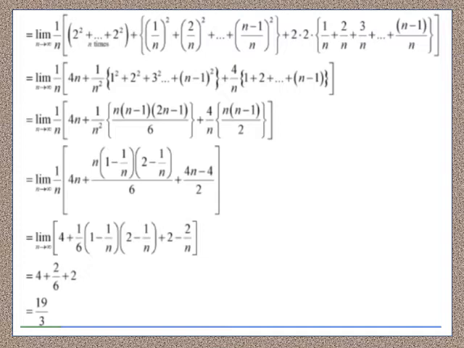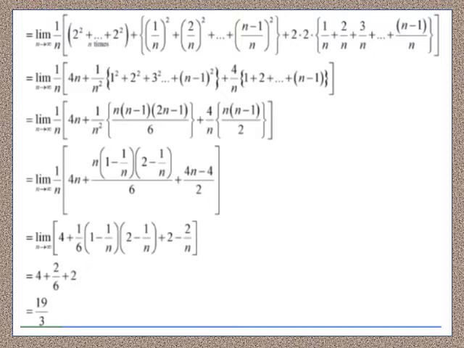Clear? So we are getting the limit as n tends to infinity of 1 upon n times [4n, since 2 square is 4, so 4 n number of times, that is 4n, plus taking 1 upon n square common, we will get 1 square, 2 square, 3 square up to (n minus 1) whole square, and taking 4 and 1 upon n common, we will get 4 upon n times (1 plus 2 plus 3 up to n minus 1)]. So applying the formulas we have learned in grade 11th, the sum of the squares, we are getting the limit as n tends to infinity of 1 upon n times [4n plus 1 upon n square into (n minus 1)(2n minus 1) upon 6 plus 4 upon n into (n minus 1) upon 2]. I hope you remember the formulas.